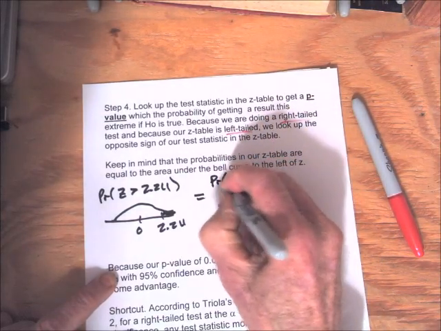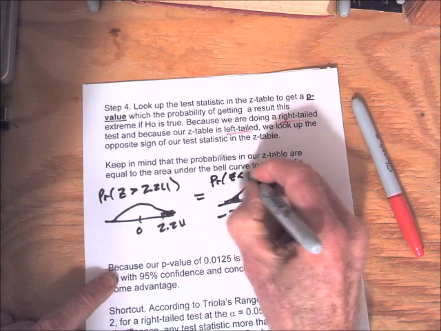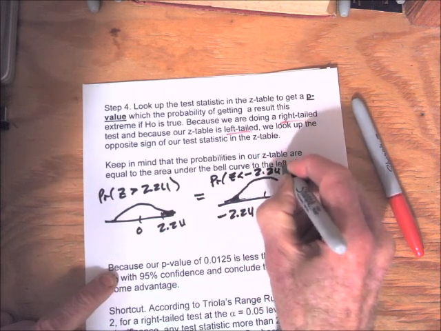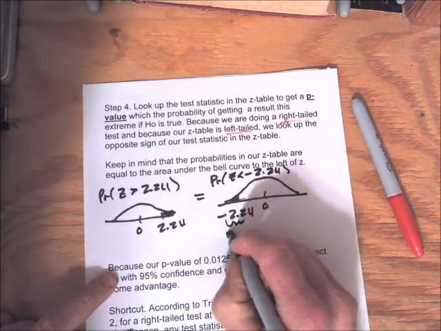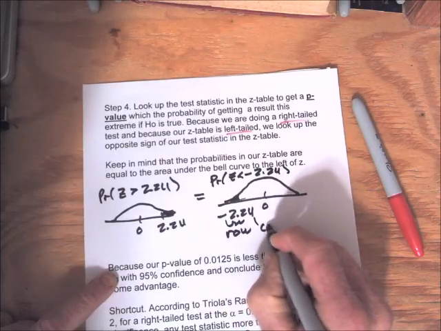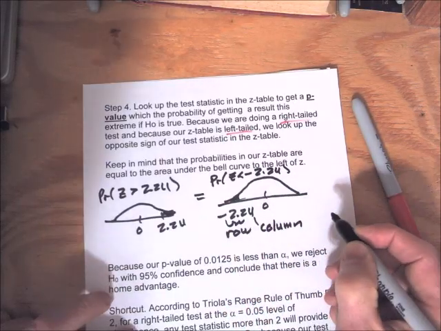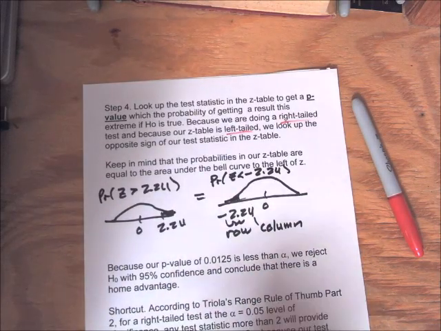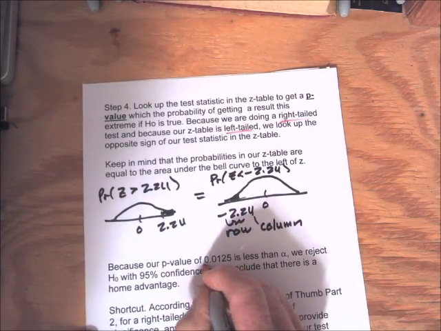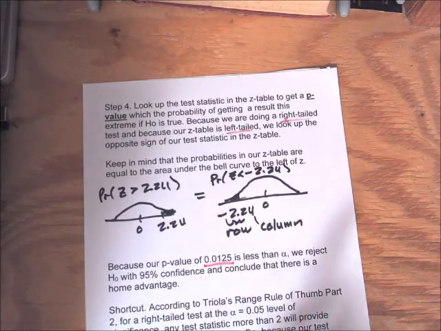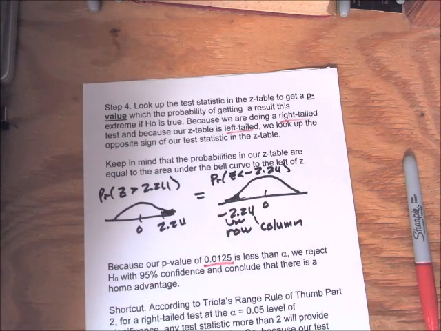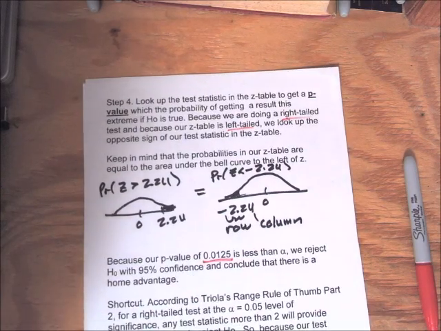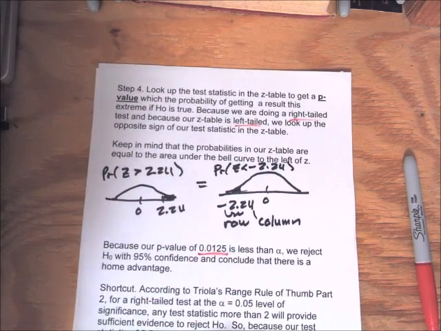Because the bell curve is symmetric, it's going to have the same probability. So we're going to look in row negative 2.2, column 4 of the z-table, and we get a p-value of 0.0125, and that's less than alpha, less than 0.05. That means we can reject H0 with 95% confidence and conclude that there is a home advantage.